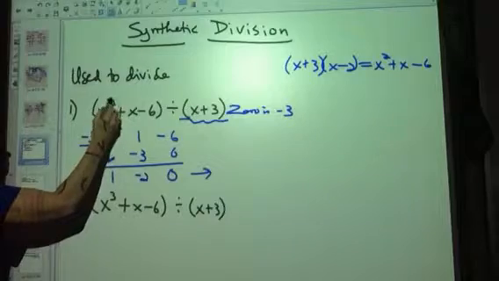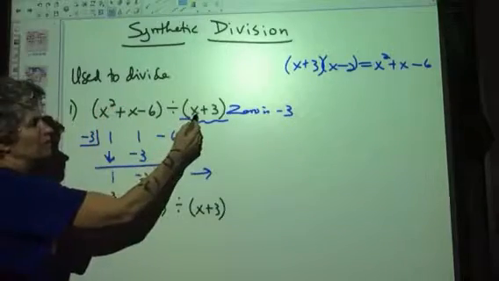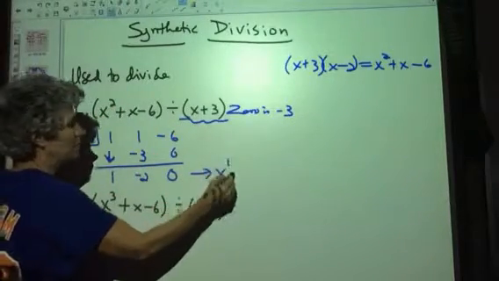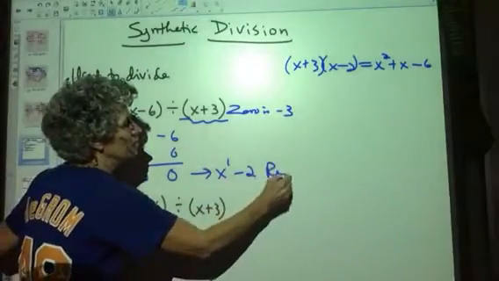But since this started as quadratic, and I divided out an x, I'm now down to x to the first minus 2 with a remainder of 0.